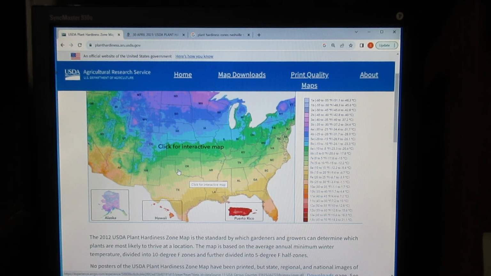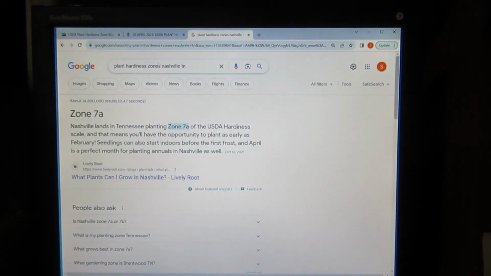That's it. I hope this is something that has helped you a little bit. You know how to find your zone. Again, just go to any browser, type in your zip code, or type in your city and state. It's going to pull it up immediately. Call your library, call your agricultural extension agency, go to a local nursery, ask your neighbor. Very easy. And then it's up to you if you want to use it.